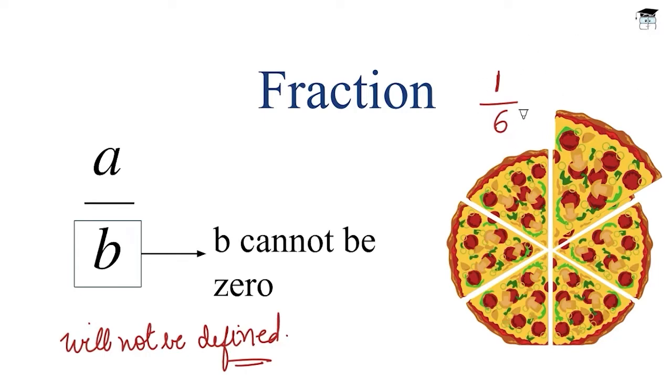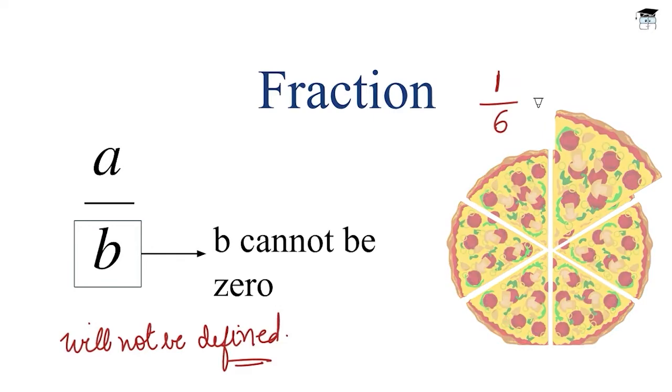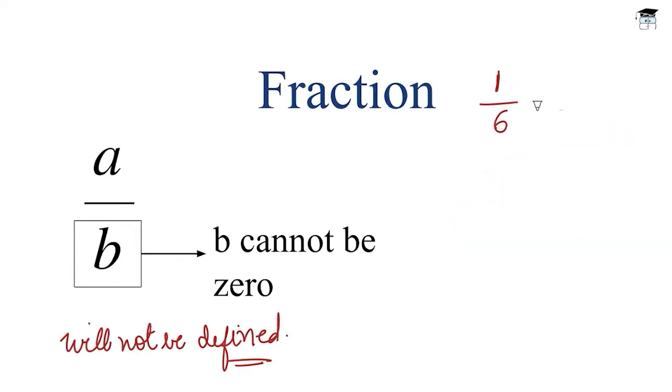But what if there is no pizza? Then would you be able to give any slice of pizza to your friend? No, right? That means that if there is no pizza, the denominator will be 0 as there are no parts available to be shared. So 1 by 0 is not possible because you cannot give one slice of pizza out of 0 slices of pizza. This is one of the golden rules of mathematics that you cannot divide any number with 0. It is not possible. 3 by 0 is not possible.